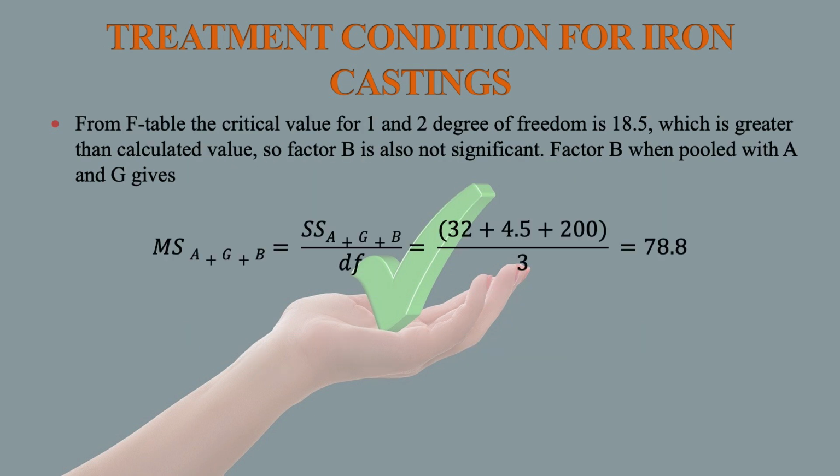From F tables, the critical value for 1 and 2 degrees of freedom is 18.5, which is greater than the calculated value. So the factor B is also not significant. Then factor B when pooled with A and G gives MS(A+G+B), that is equal to SS(A+G+B) by degrees of freedom, that gives 78.8.